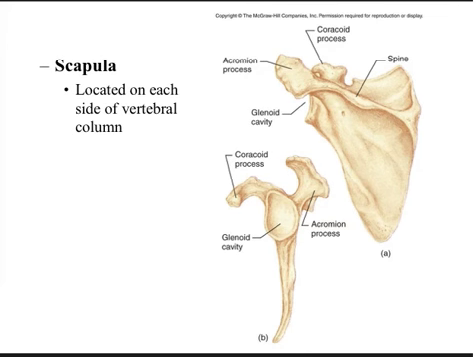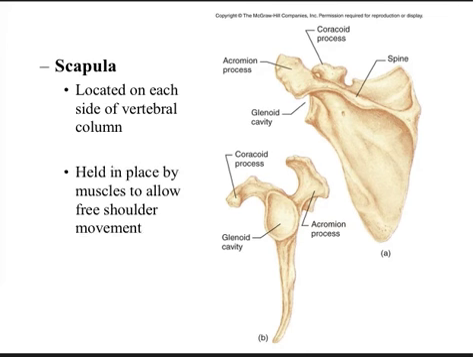The scapula is located on each side of the vertebral column, and it's held in place by muscles that allow free shoulder movement. And you can see here a posterior view of the scapula, some major features we need to point out. This is the spine of the scapula, this ridge along here. It terminates in the acromion process. The coracoid process is this crow-shaped projection on the front of the scapula, and the glenoid fossa articulates directly with the proximal head of the humerus.